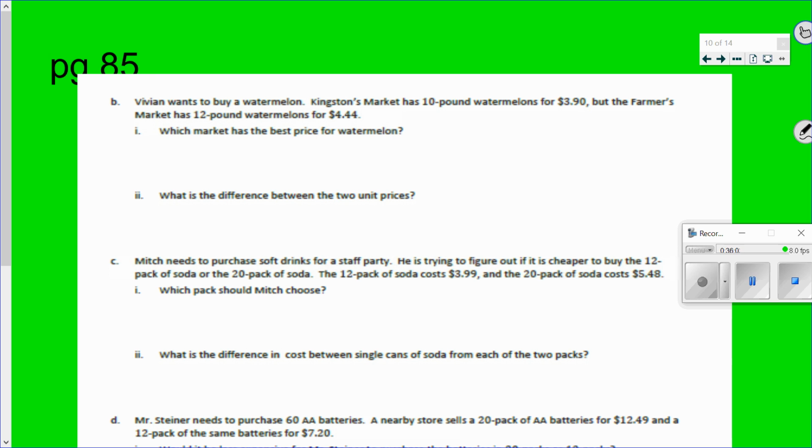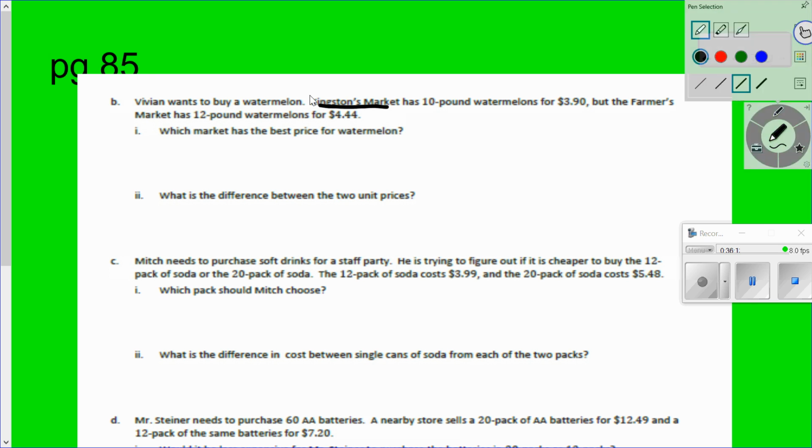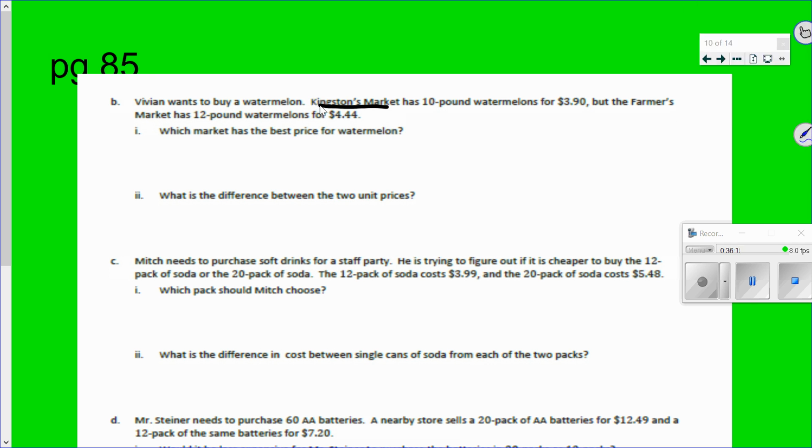Everybody should be on 85 now. We're going to go back to what we were just doing, looking at unit rates to compare prices. So Vivi wants to buy watermelon. Kingston's Market has a 10-pound watermelon for $3.90. Farmer's Market has a 12-pound for $4.45. Which market has the best price?